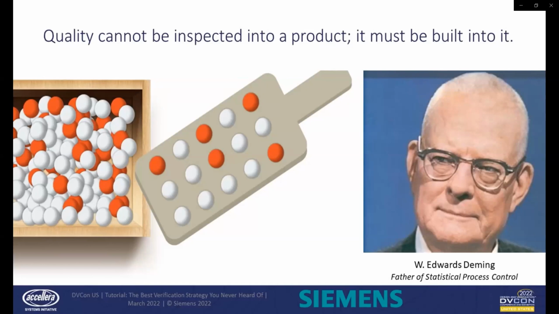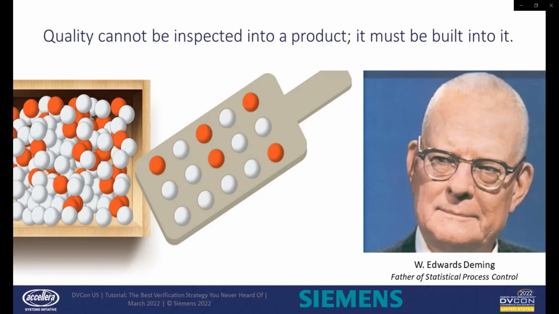Deming was invited into Japan after World War II and totally revolutionized their manufacturing capabilities to lead the world in terms of quality products. In his landmark book in 1985, titled Out of the Crisis, Deming made the point that quality cannot be inspected into a product. It must be built into it. Deming was famous for conducting exercises in his quality management training courses.